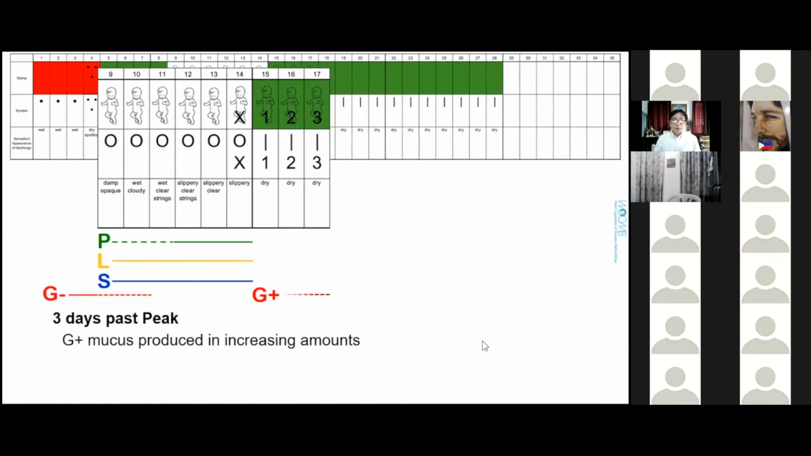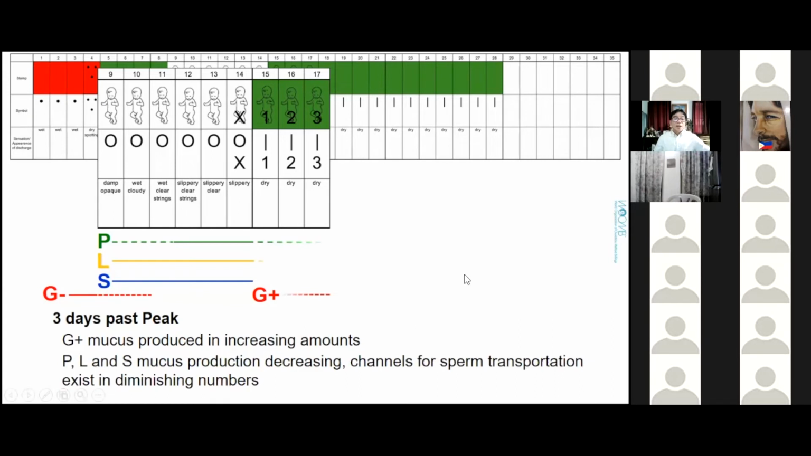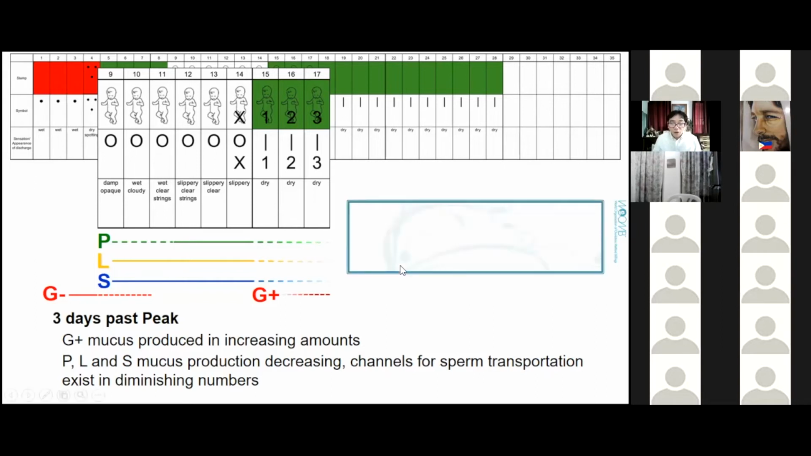And then what will happen now? So let's continue. The P, L, and S mucus production starts to decrease during the days 1, 2, 3 after the peak day. They are dotted lines as well. Meaning, these three mucus types, P, L, and S, are now decreasing in terms of amount.